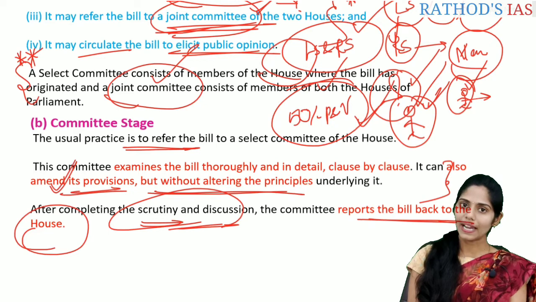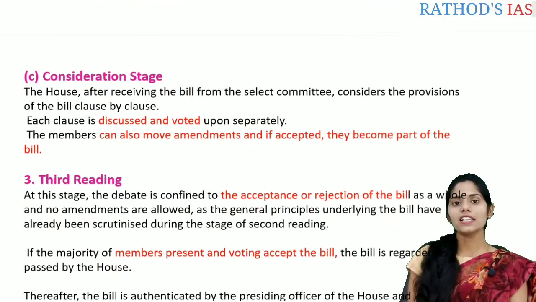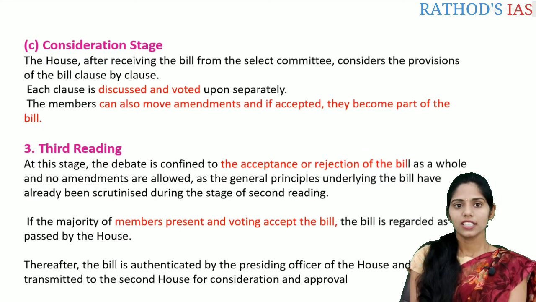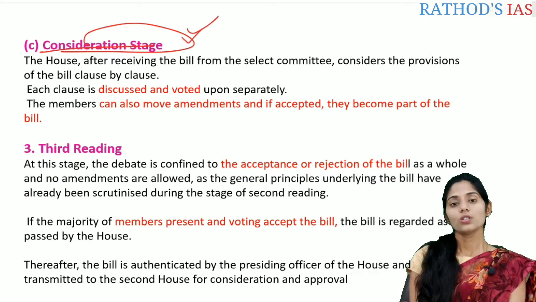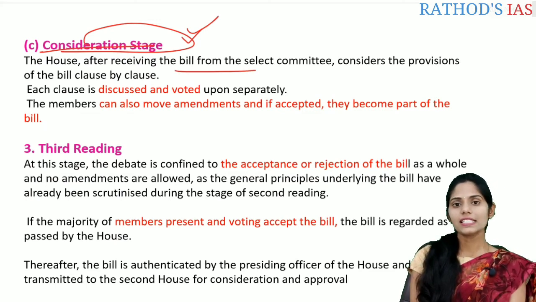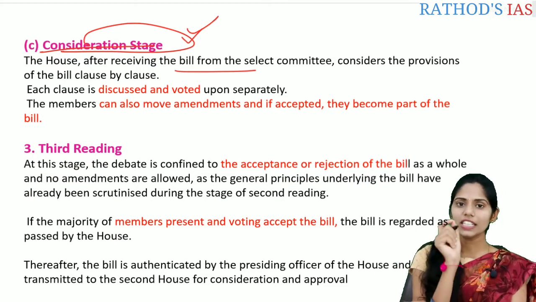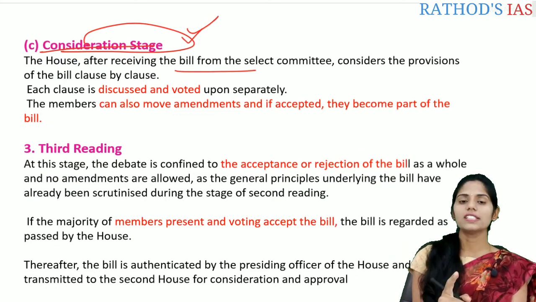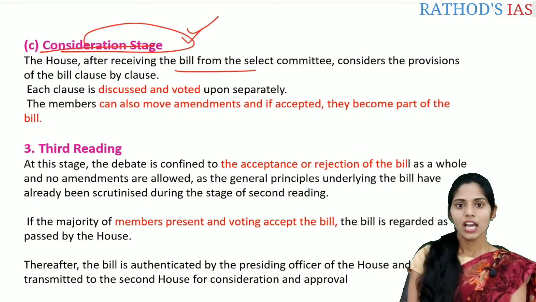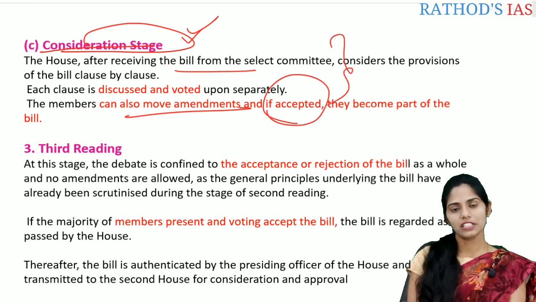So after the scrutiny by this committee, the bill will be sent to the House again. The last stage in the second reading is the consideration stage. So what happens in this consideration stage? The House, after receiving the bill mainly from the select committee, will consider the provisions of the bill clause by clause, and each clause, each word, each phrase will be discussed and also voted on separately. The members can move amendments, and if accepted, they will become part of this bill. So this is about the consideration stage.